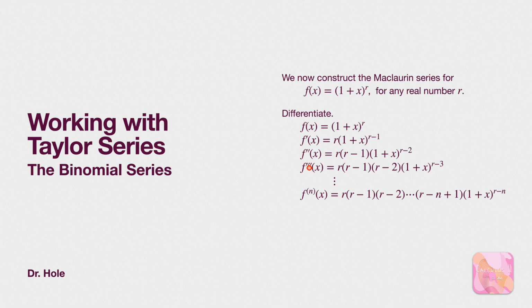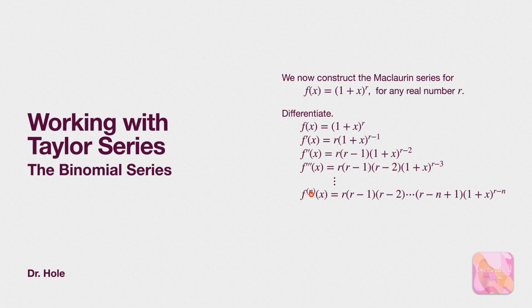Now let's take a look here. We're stopping explicitly at the third derivative. And the coefficients, we have an r minus 1, and an r minus 2. Take a look at the amount that we're subtracting from r, the value 2. How does that relate with the derivative count? 2 is exactly 1 less than the derivative count.